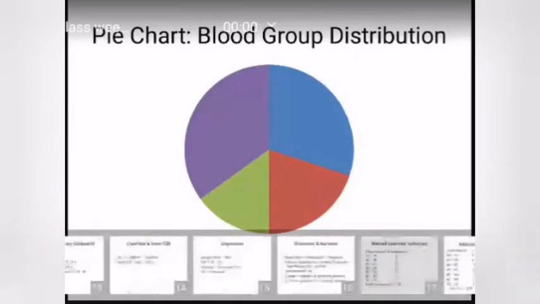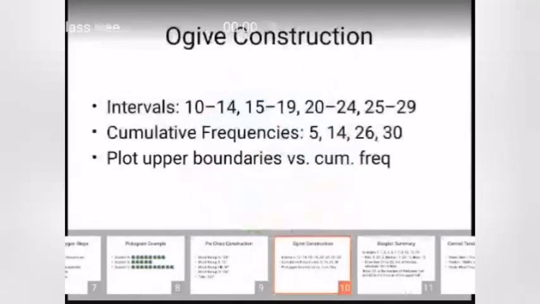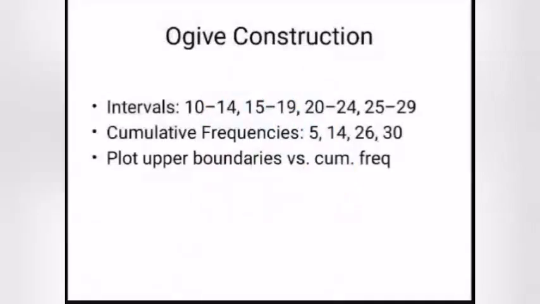Then the next thing we have is ogive construction. So these are the intervals we are given. You put them in a table. The first column of the table is class interval. Then the next column is your frequency. Then you find your upper class boundary and your lower class boundary.